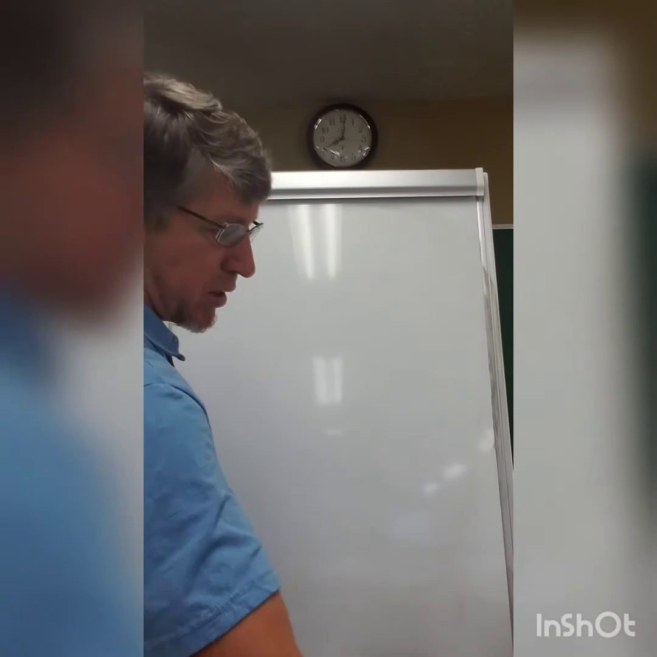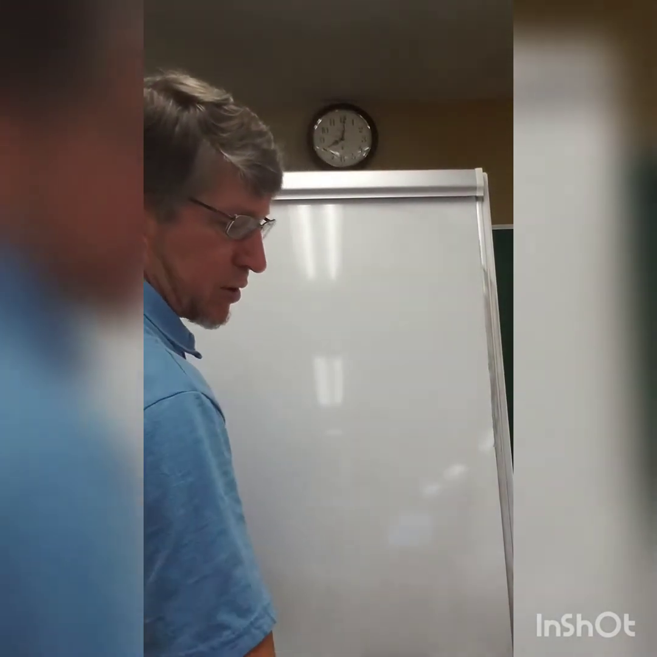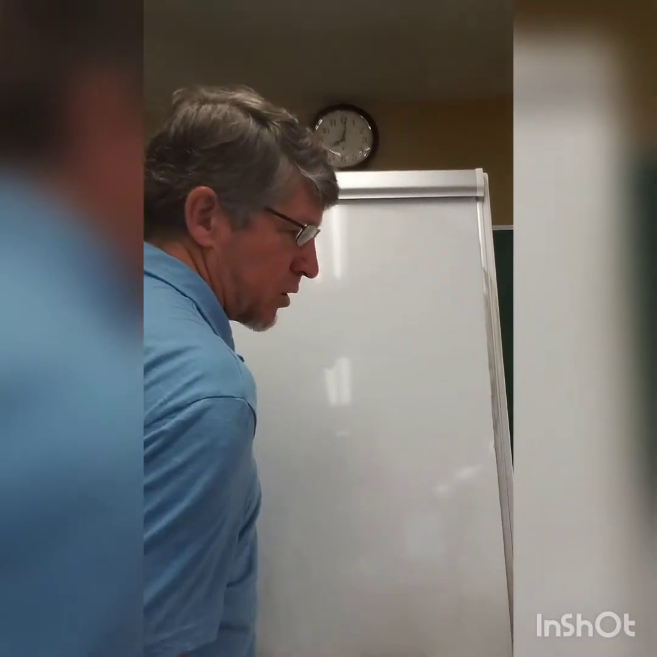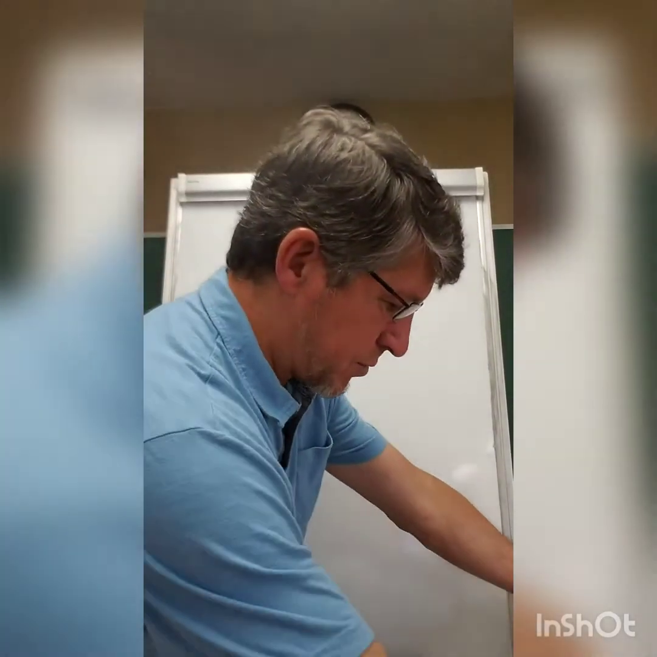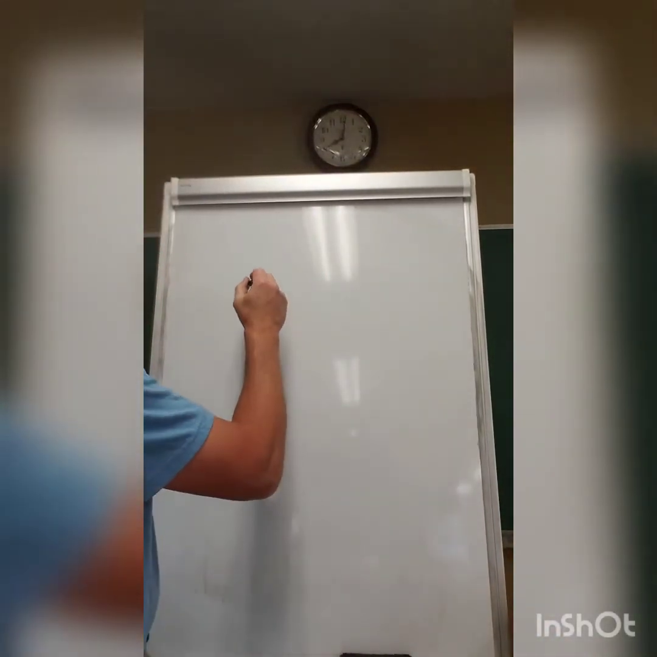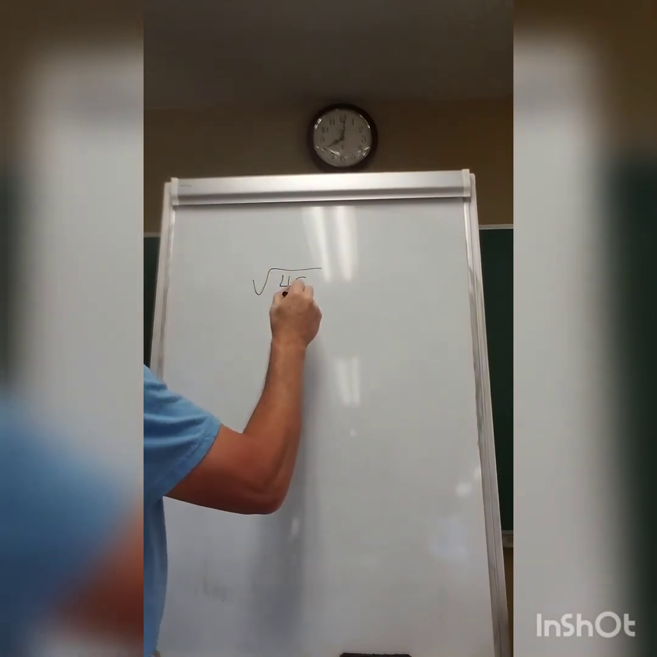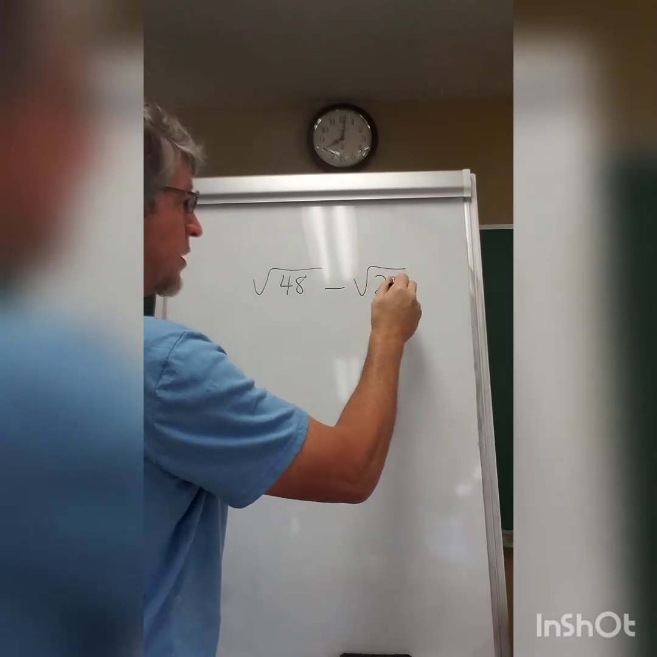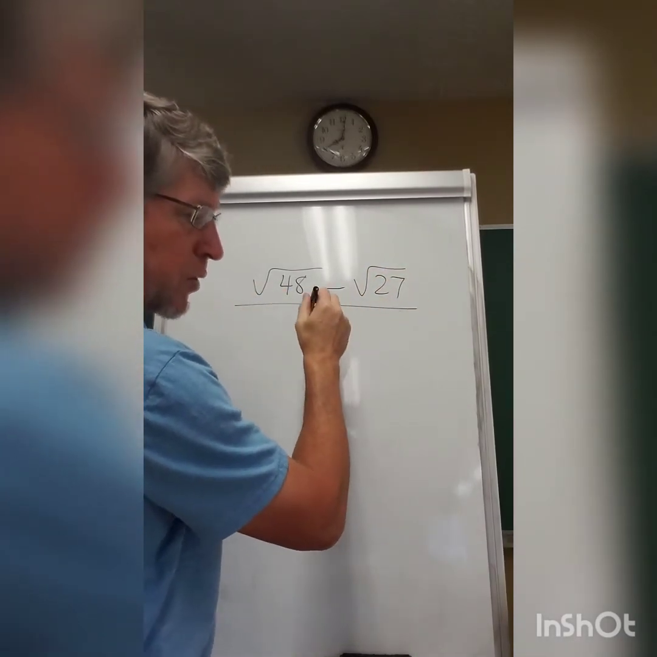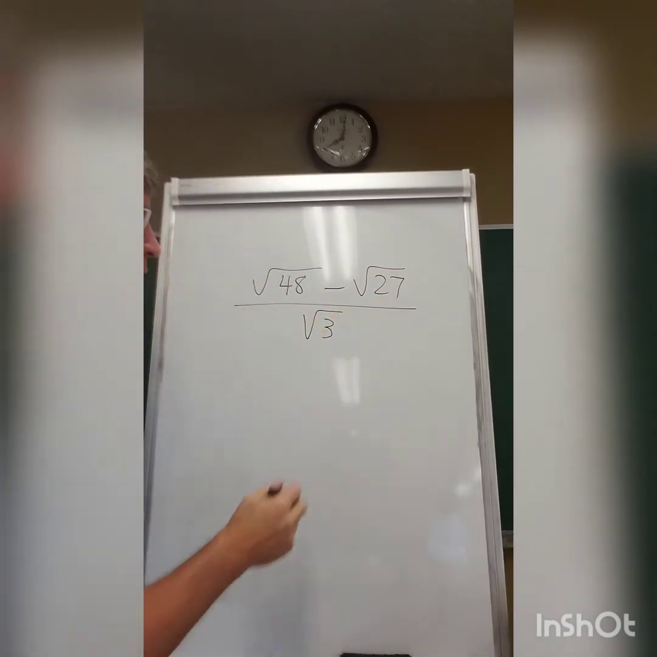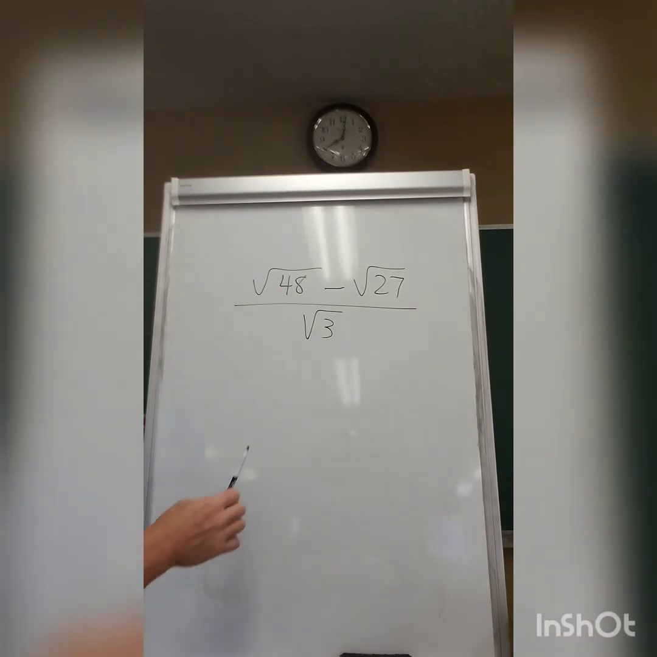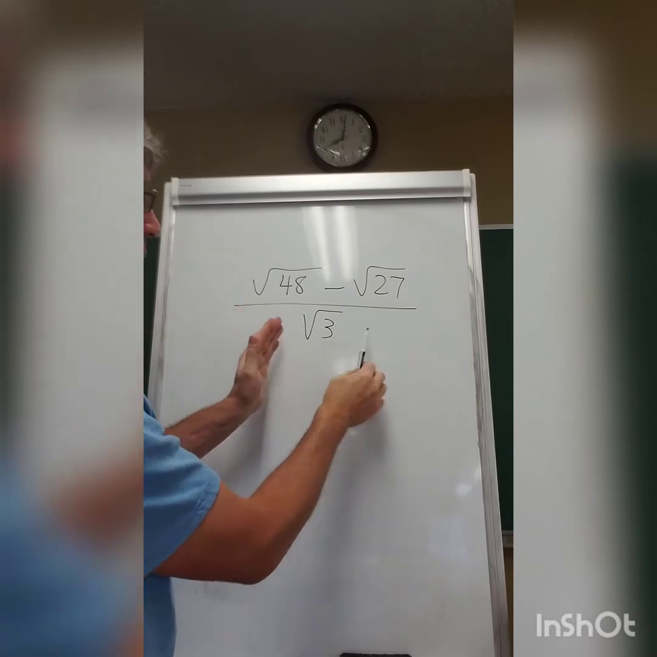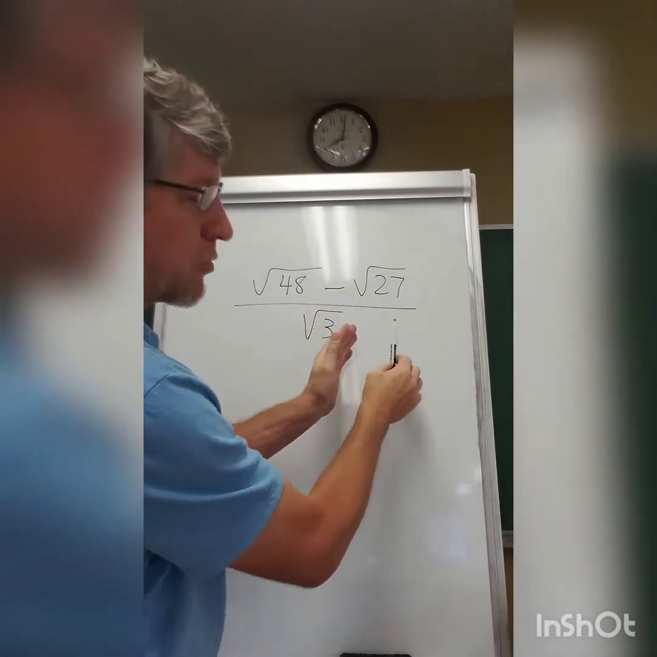On the next page, you have example number 5. So you have a square root of 48 minus the square root of 27 on the top, and on the bottom you have a square root of 3. Now that square root of 3 in the bottom simply is telling you that this square root of 48 has a square root of 3 in the bottom, that negative 27 has a square root of 3 in the bottom.